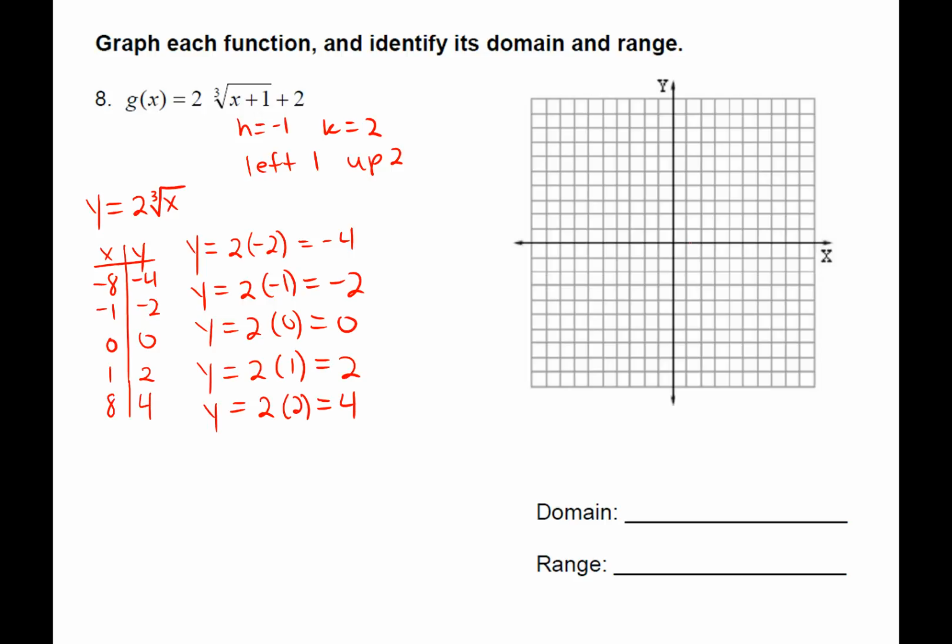Put all those lovely points on the graph. So -8, -4, -1, -2, 0, 0, 1, 2, and 8, 4. So those are my points. Then I need to shift them. Sorry, shift the points. We're going to go left 1 up 2, left 1 up 2, left 1 up 2, left 1 up 2, left 1 up 2, and left 1 up 2. Then connect all the blue dots to build your graph. There we go. And again, domain and range, -infinity to infinity, -infinity to infinity.